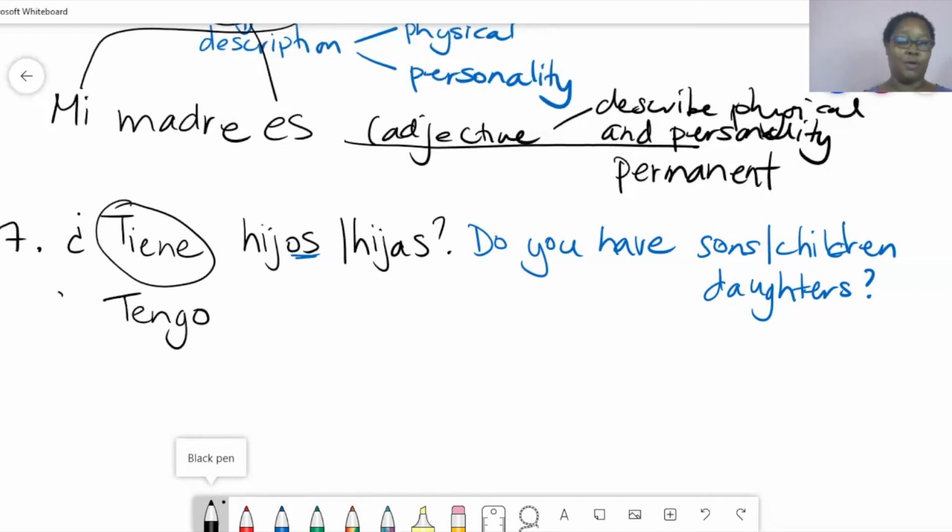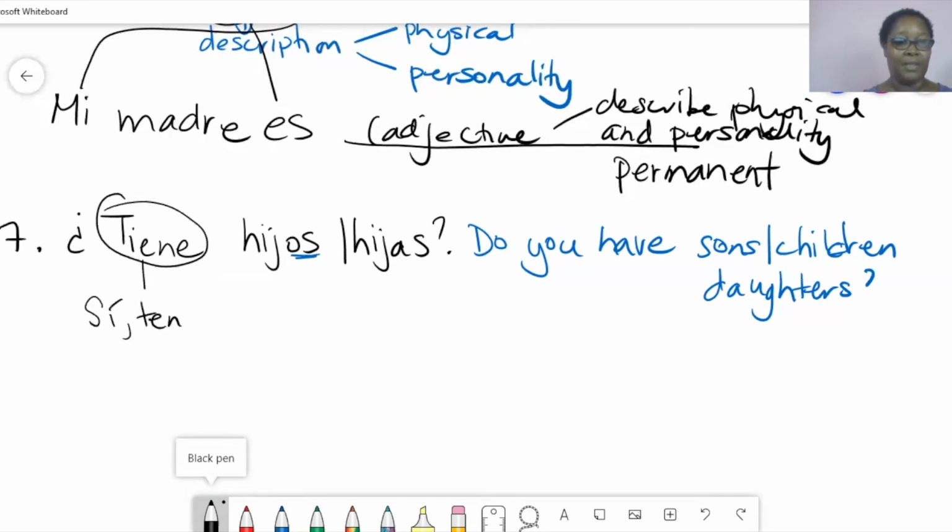So of course you put out here sí. If you do, tengo, let's make that a common T. That's looking a little messy. Let's write that over. All right. Grabbing tiene, and we're going to make it tengo. So sí, tengo hijos, or sí, tengo hijas.